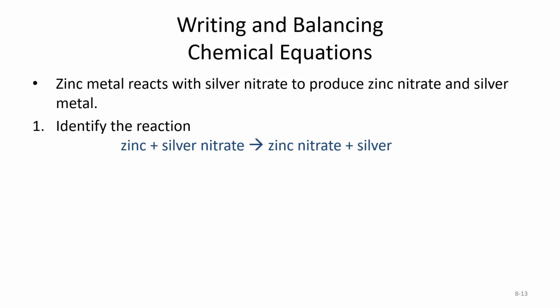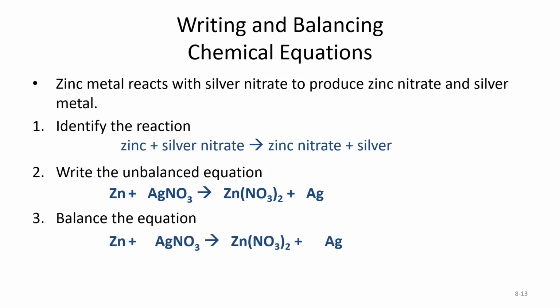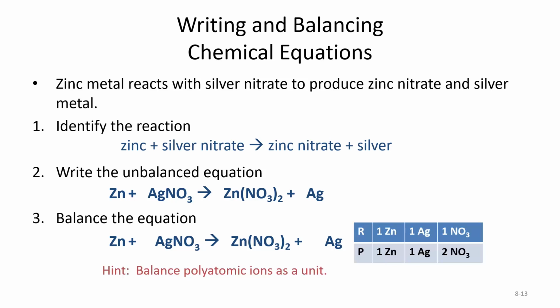Zinc metal reacts with silver nitrate to produce zinc nitrate and silver metal. First, we're going to write the unbalanced equation. Then we're going to balance the equation. So on the left side, we have 1 zinc. On the right side, we have 1 zinc. On the left side, we have 1 silver. On the right side, we have 1 silver.